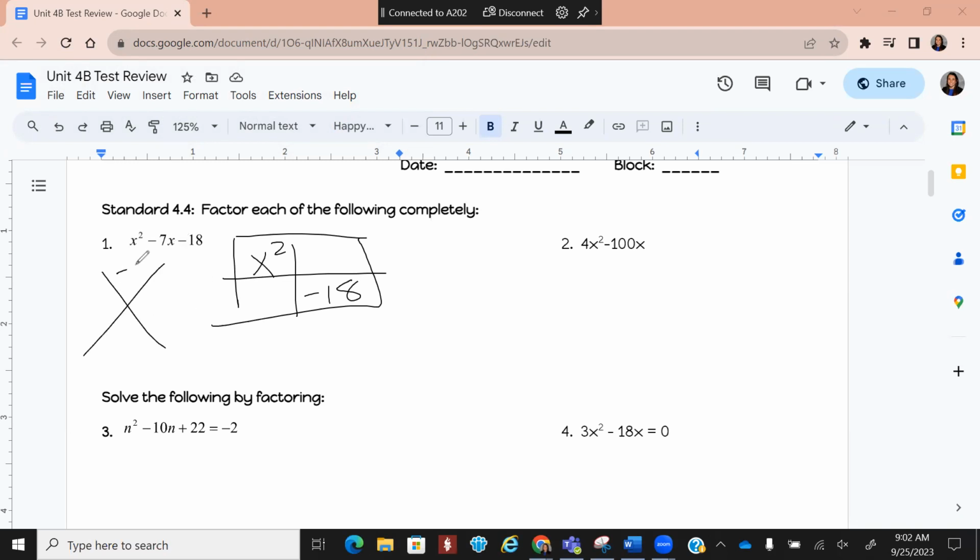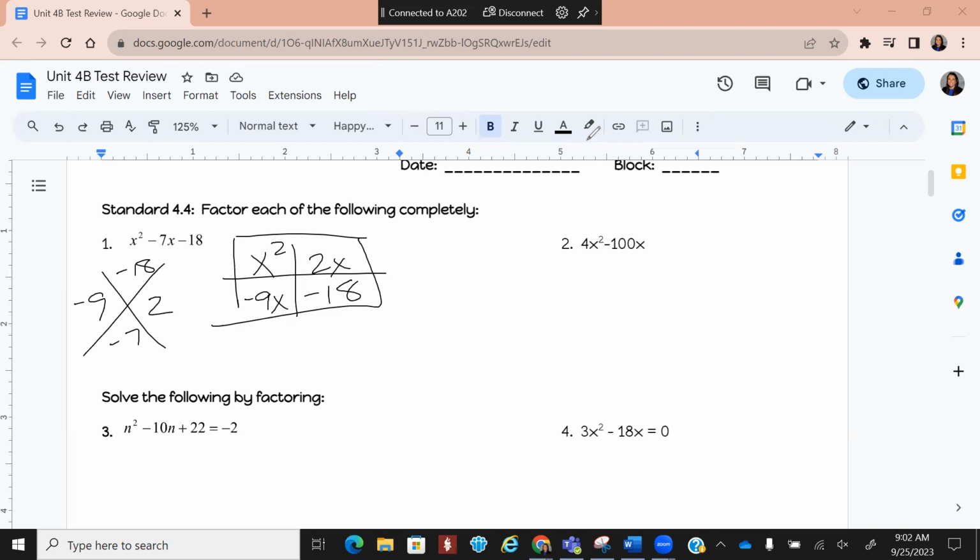A times C is negative 18 and B is negative 7. What two terms can I multiply together to give me negative 18, but add together to get me negative 7? Negative 9 and 2. Why wouldn't it be negative 2 and 9? Can anybody tell me? Right. So if we added it together, that would be wrong, right? But this is correct. So we've got negative 9x and 2x.